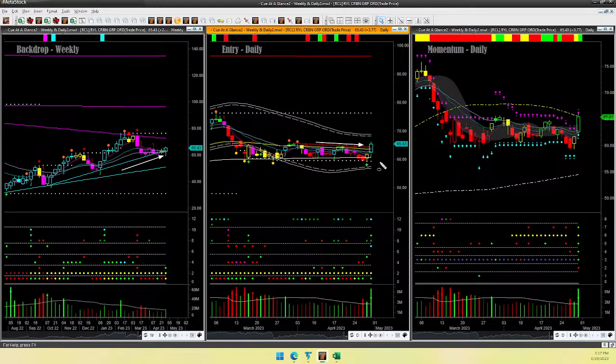I showed a similar setup in India, Gujarat Gas, and RCL, Royal Caribbean Cruises, is giving a similar pattern. Weekly long-term trend line support, also a very bullish shape, bullish color, daily trend line breakout with a bullish flow as well. Very high volume breakout with a bullish pressure.